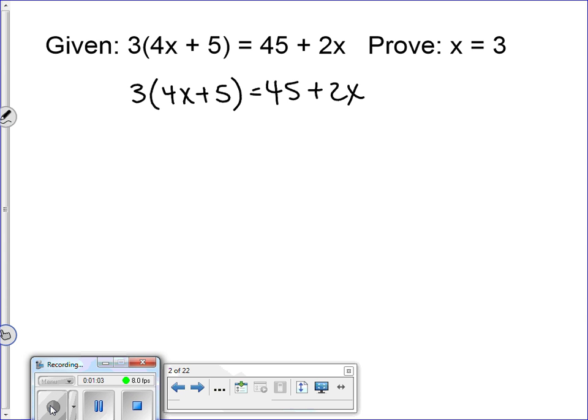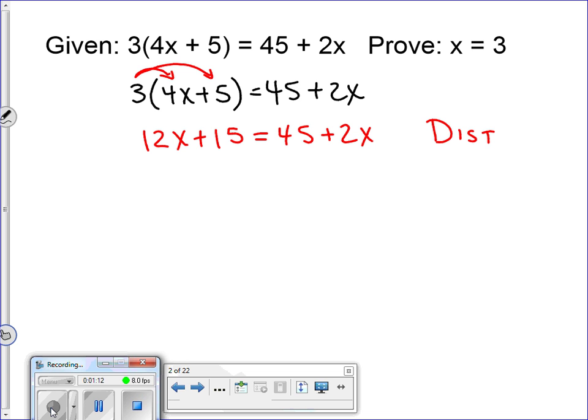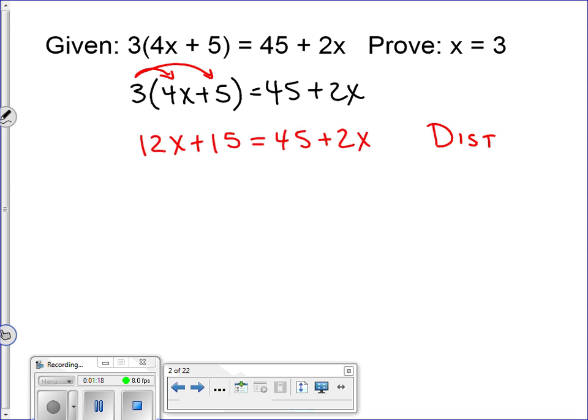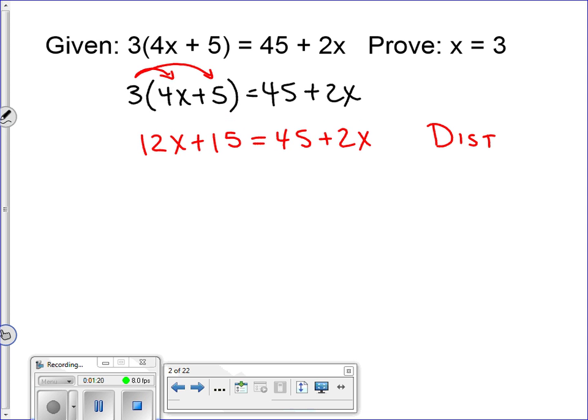Now for me, the first thing I would do is send this 3 through. I would do the distributive property. Now I moved this down to the distributive property to show why I can write this statement. This statement right here is the result of distributing through. As we do these kinds of problems, be it geometric, where we're looking at figures and proving triangles are congruent and so on, or algebraic like this, we always do one step at a time. Okay, next step.